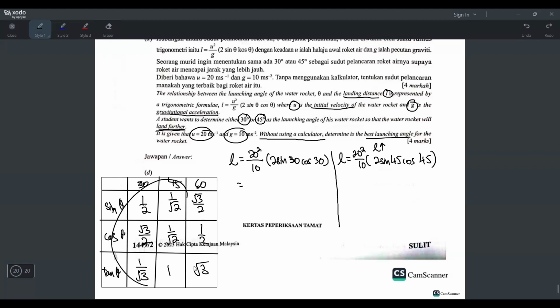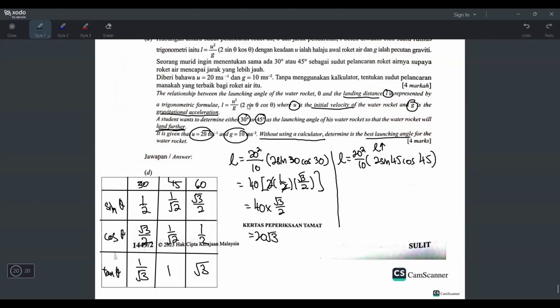Okay, by the way, this table exam tak bagi one. Yeah, this one have to memorize one. Have to remember. Okay, 20 square divide 10 is 40. And then for the 2 sine 30 cos 30, I can refer the table and masuk nilai. So sine 30 is 1 over 2, cos 30 is sec 3 over 2. Okay, so now you end up with 40. 2 and 2 can cut. You left with 40 times sec 3 over 2, which is 20 times sec 3.